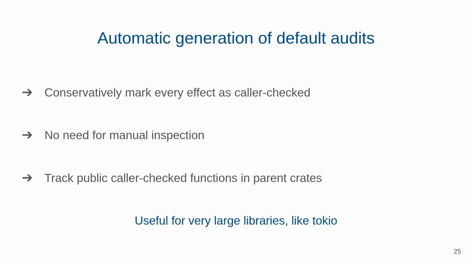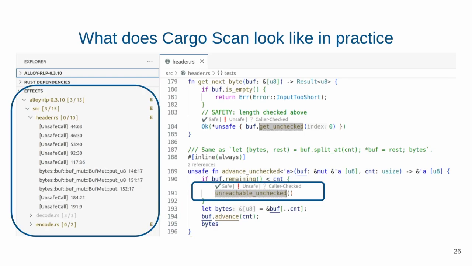We implemented CargoScan as a VS Code extension, so it's very easy for users to take advantage of all the interactive IDE features, like checking types, definitions, and navigating the source code, which makes the assessment during an audit much easier. We present the effects that we identify as a list of distinct auditing tasks that the user can annotate in any order, and we highlight the effects and annotate them with the safety annotations in the source code.